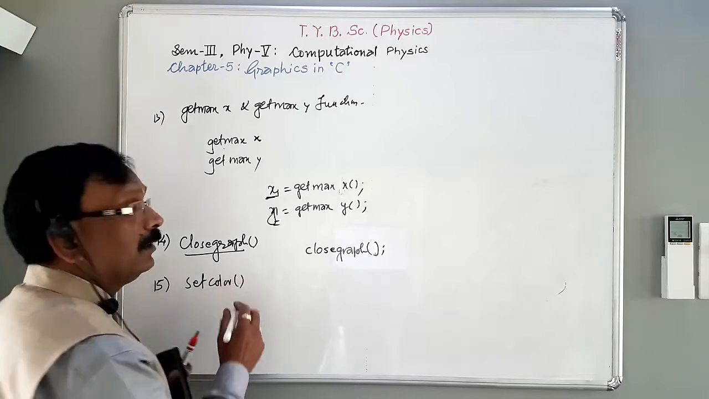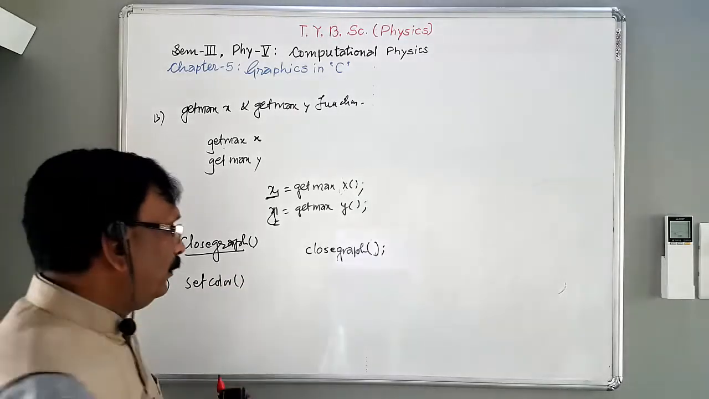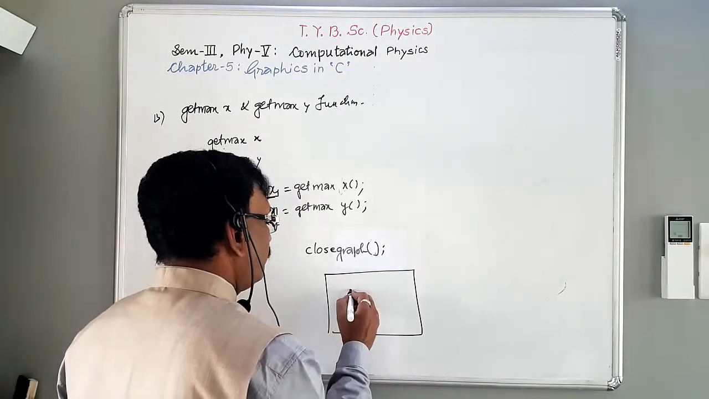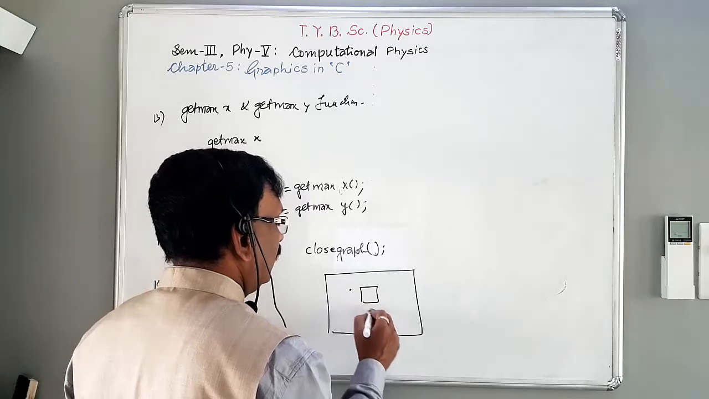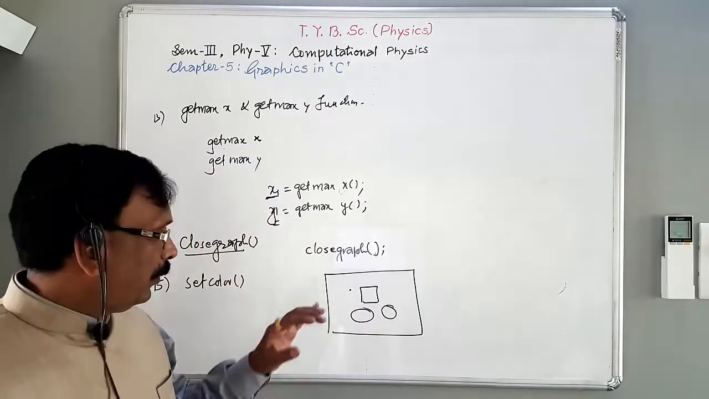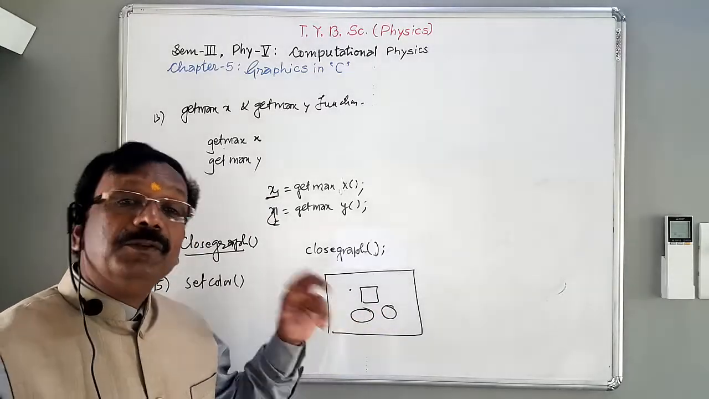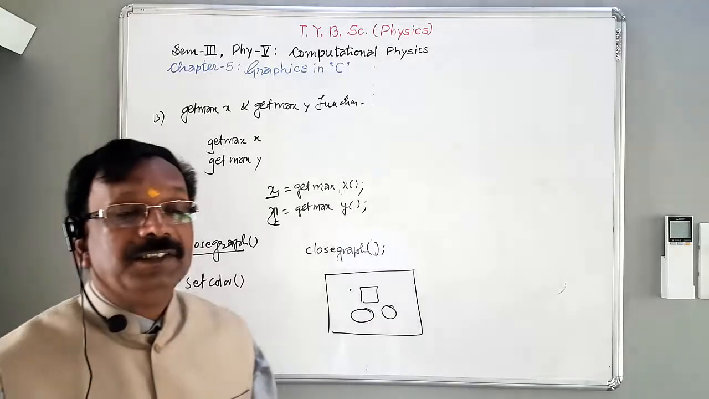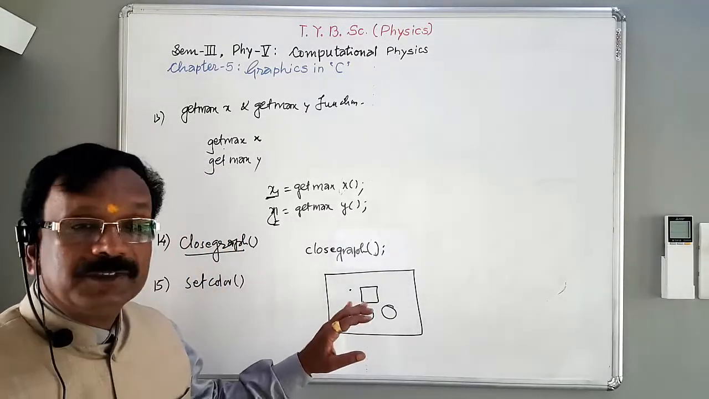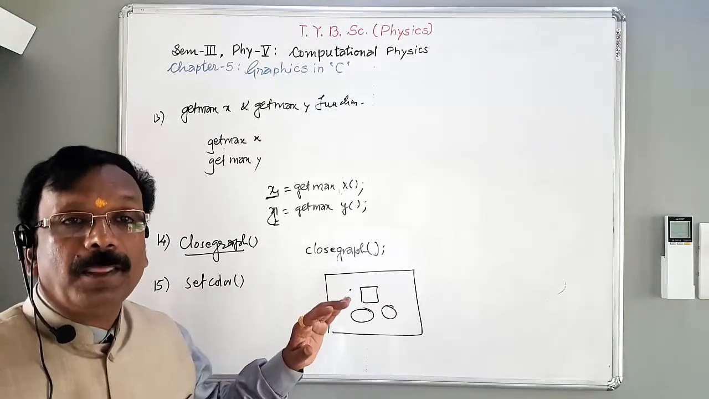Set color. When we use this type of function, set color, we can give the color for a pixel, color for a rectangle, color for a circle, color for an ellipse. In order to obtain the color for pixel, rectangle, circle, ellipse, we have to use the set color function. This function sets the drawing color in graphic mode.